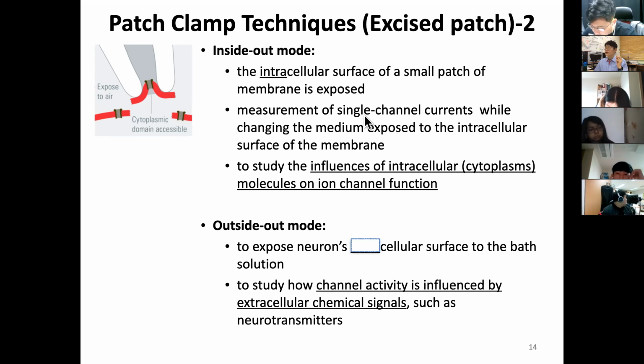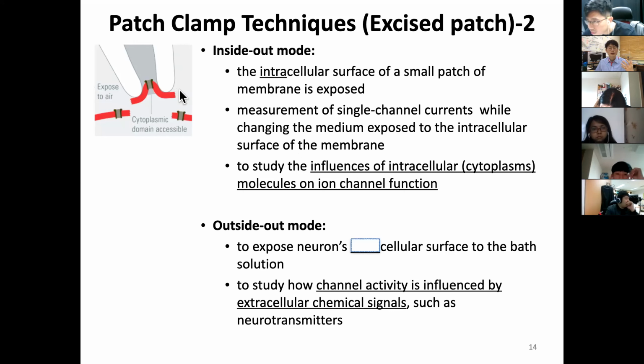The measurement of a single channel current while changing the medium. Now what you can do is change the outside medium, whatever you want, that's mimicking inside the cell. So now you can change the medium which is exposed to the intracellular surface of the membrane, so that you can study the influence of intracellular or cytoplasmic molecules on this ion channel function.